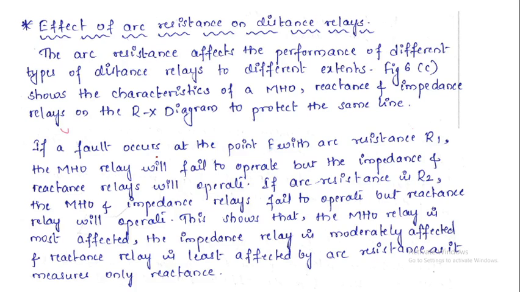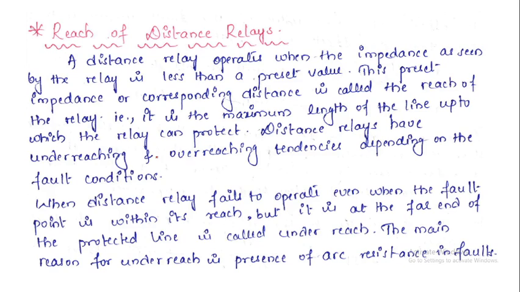So this is about the effect of arc resistance on the performance of different distance relays, namely the impedance relay, Mho relay, and reactance relay. Next we'll move on to another important and interesting concept known as the reach of distance relays. Just now we have discussed underreach. So what exactly is the meaning of underreach? What actually is the meaning of the reach of a distance relay?